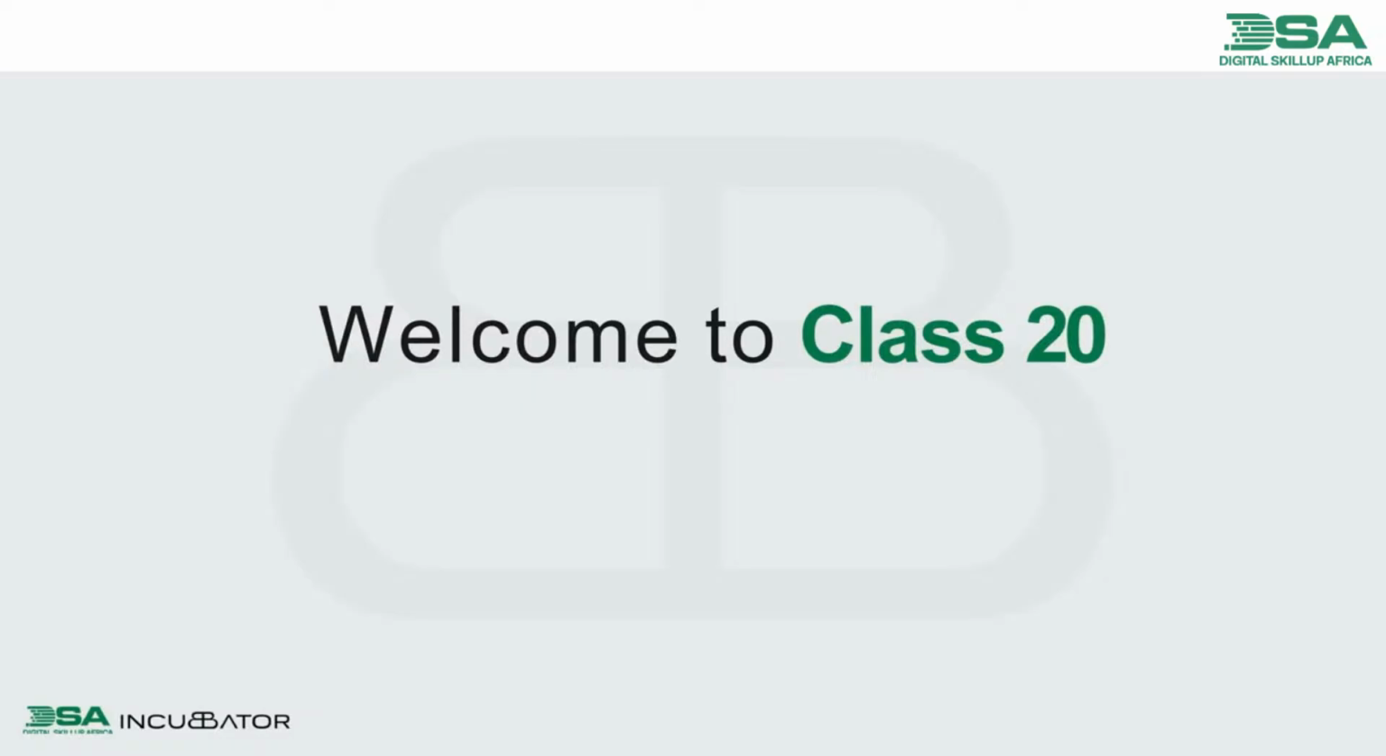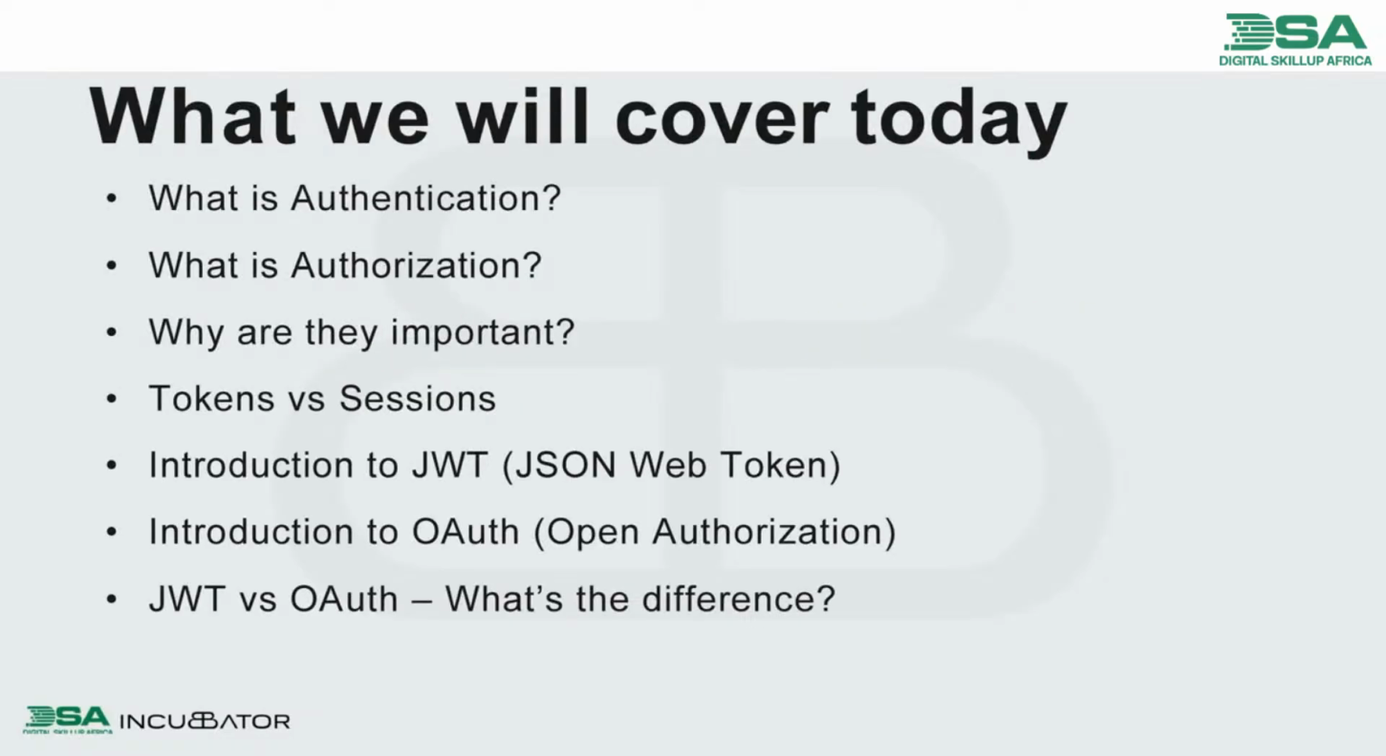Okay, so straight into the class. What will we be covering today? We'll be looking at what is authentication, and what is authorization. Why are they important? We'll also be discussing tokens versus sessions, an introduction to JWT, which stands for JSON Web Token, and an introduction to OAuth. Then we'll look at JWT versus OAuth. What is the difference? I'm assuming that some of these terms are not new to some of us here, but based on the time already spent, we'll just dive in.